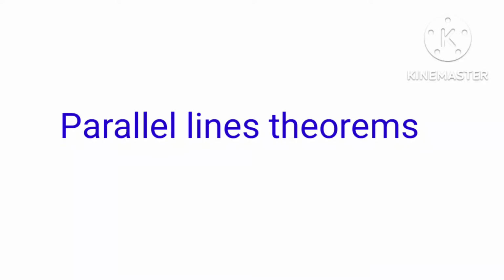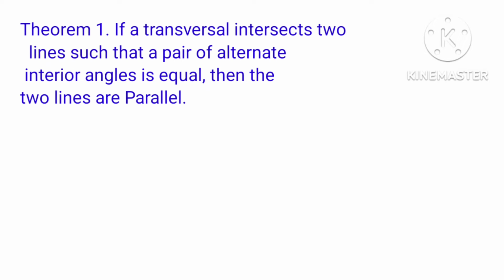Today's topic is parallel lines theorems. Theorem 1. If a transversal intersects two lines such that a pair of alternate interior angles is equal, then the two lines are parallel.